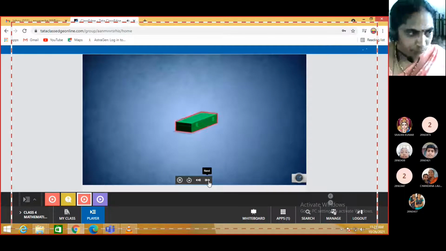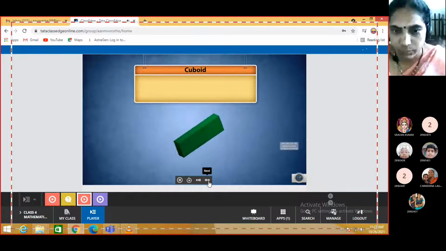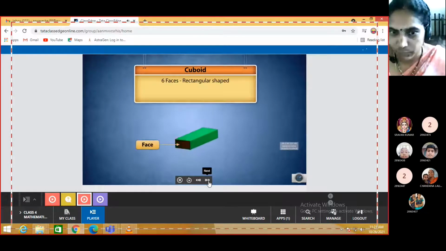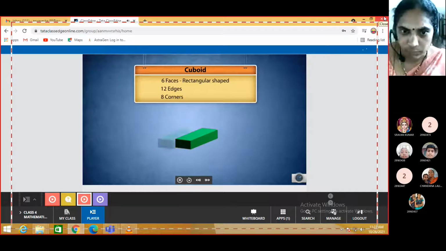Here's a pencil box. Its shape is similar to that of a cuboid. A cuboid has 6 faces. Each face is rectangular in shape. A cuboid has 12 edges and 8 corners.